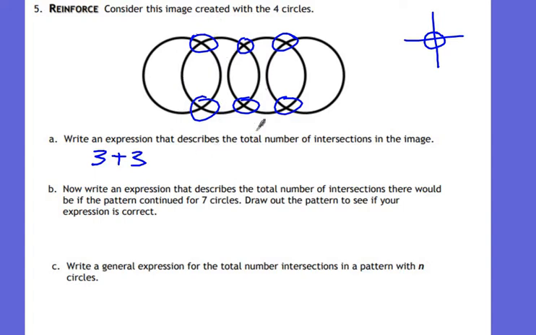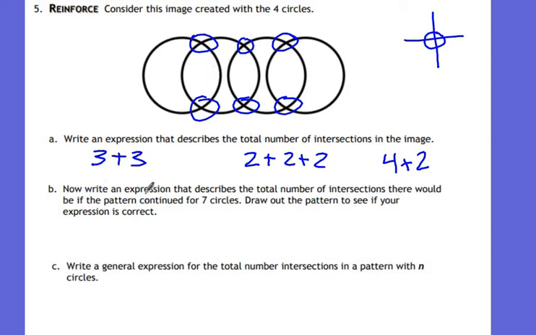Or I could see there's 2 right there on the first circles, 2 in the middle, and then 2 on the last one. So there's another set of expressions. Let me see if I see any more. I guess I could get crazy with it and go, there's 4 corner ones, then 2 in the middle maybe. And that gives me my grand total of 6 intersections. I don't know. That's good enough.